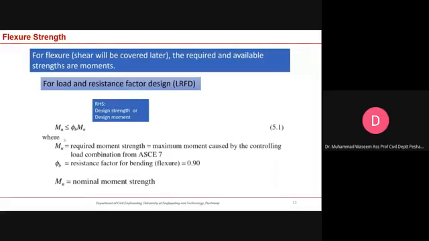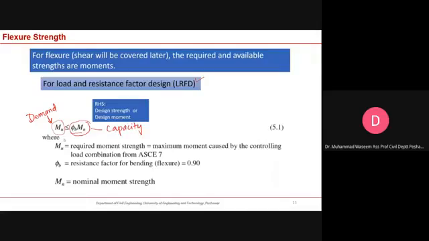Now as I told you, in this class we are going to discuss the flexure only, the bending action in the horizontal members, and we know that there are two approaches. There are two design philosophies we discussed in class number 1: LRFD, known as load resistance factor design. According to this philosophy, the applied moment, the demand, should be at least equal to or less than your capacity. So Mu is the required moment strength, or in simple words the demand on the member, and this is the capacity.